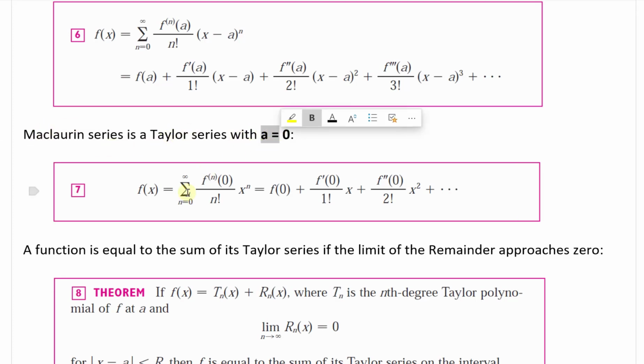So when you just plug in a equals 0, we just replace a with this entire thing there. We replace just the a with 0, so there are zeros everywhere, and so on. That arises very often, so it has its own unique name, Maclaurin series.